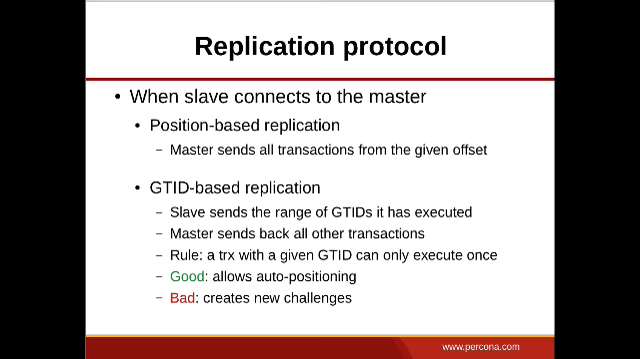And we have an additional rule: a transaction with a given GTID can only execute once. So the good thing with this new replication protocol is that it allows auto-positioning, simply because the slave and the master will talk together to know which transactions the master should send to the slave. The bad thing is that it creates new challenges.